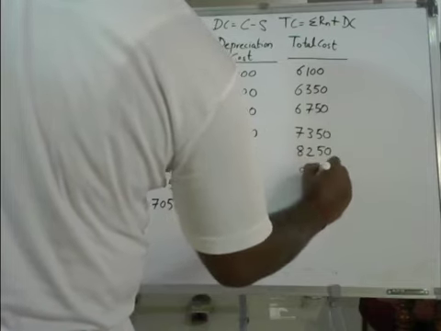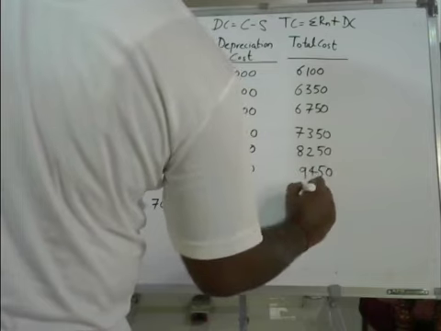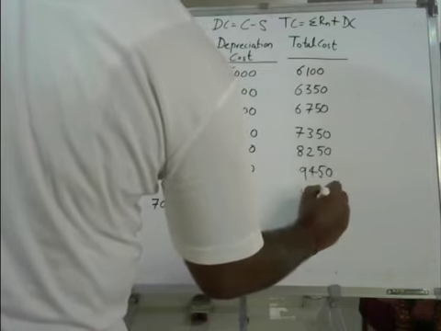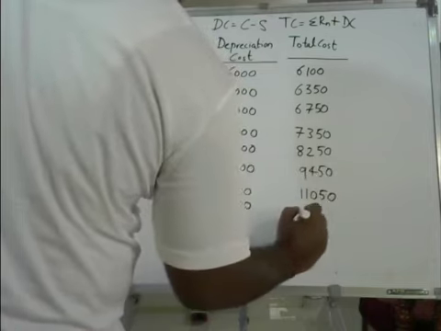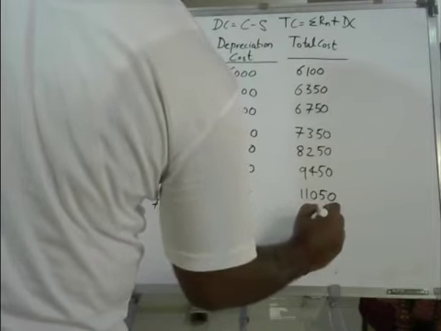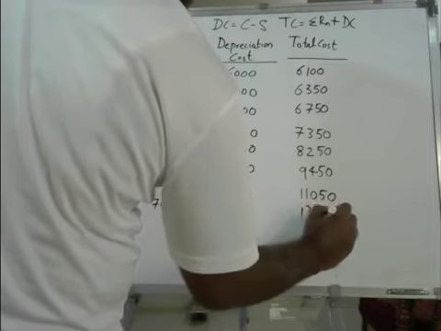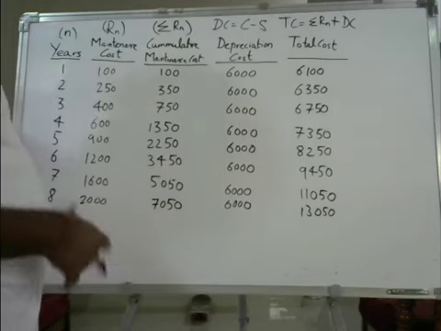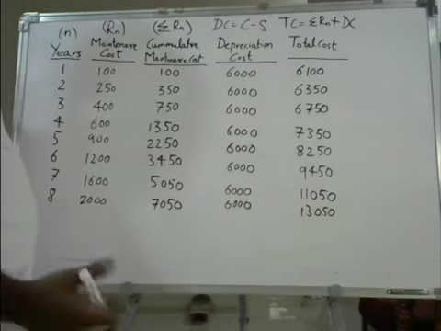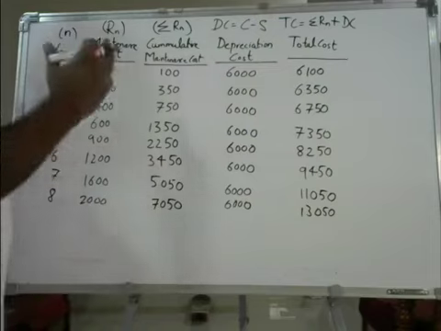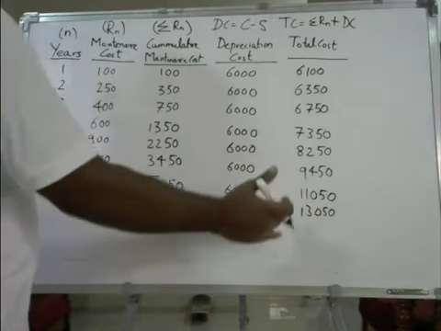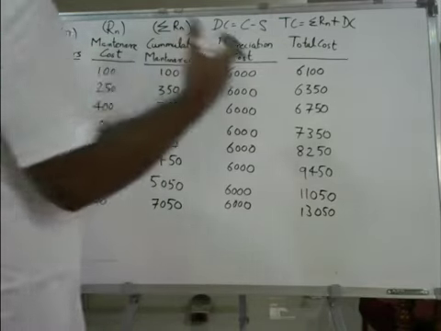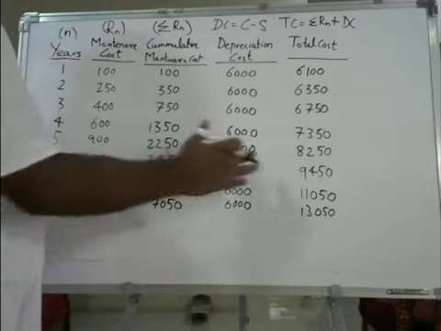It is 9,450. It is 11,050. And it is 13,050. Now this is the total cost. After this, basically you have got the total cost, which includes the purchasing of the equipment, depreciation, scrap value, as well as the maintenance cost involved in the total cost. And it is the cumulative maintenance cost involved here.